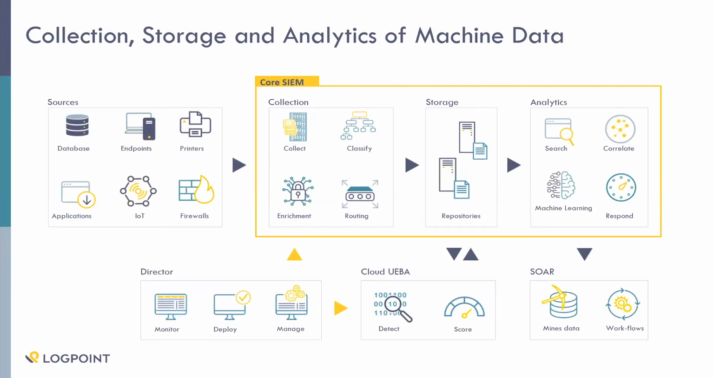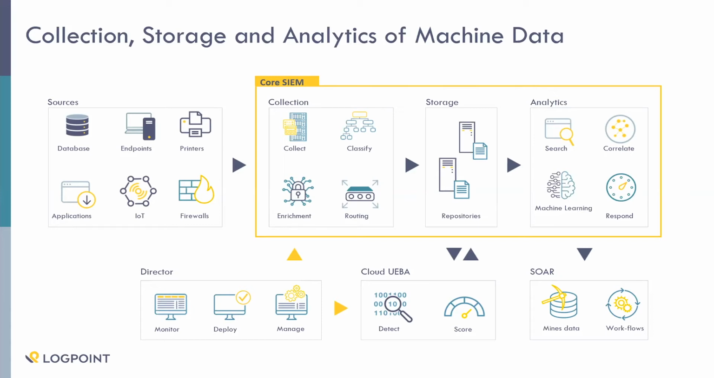Let's have a look into how LogPoint is doing it. So on the left side, you see a lot of sources, maybe databases, applications, Internet of Things. We see a lot of interest of organizations with Internet of Things to have some detection capabilities. We have the endpoints, maybe mobile phones, personal computers, everything you can imagine, printers, firewalls. Especially in printers, we see that many security breaches, or let's say attack vectors, are maybe connected to printers. So all those sources are of interest, and we need to ingest them into the core SIEM.